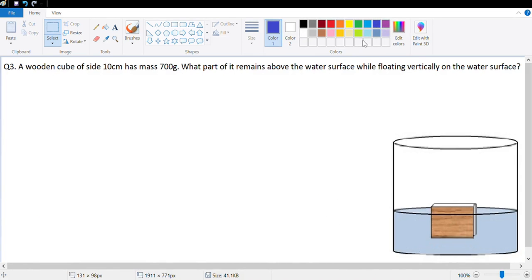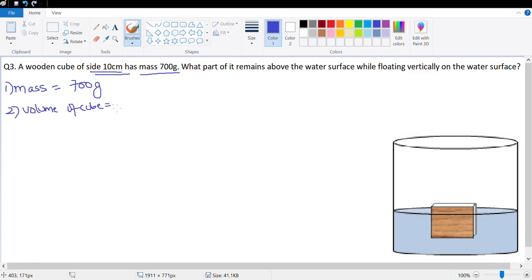So the question says a wooden cube of side 10 centimeter has a mass of 700 grams. Let's write down the information that we have. Mass is equal to 700 gram. Wooden cube of side 10 centimeter, which means volume of cube is 10 centimeter cube, which means 1000 centimeter cube. So that's the capital V. V is equal to volume is equal to 1000 centimeter cube.